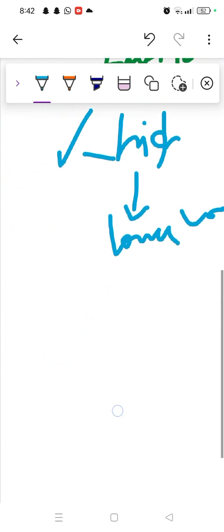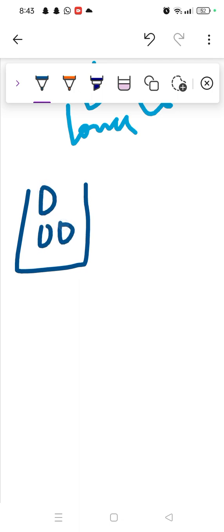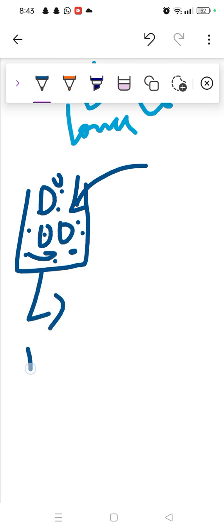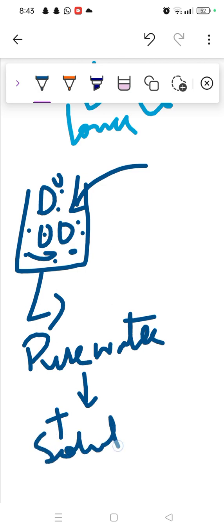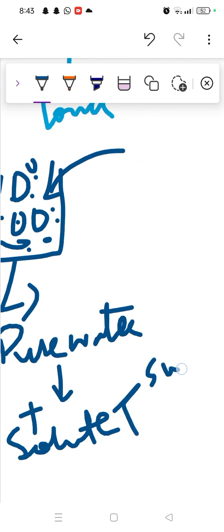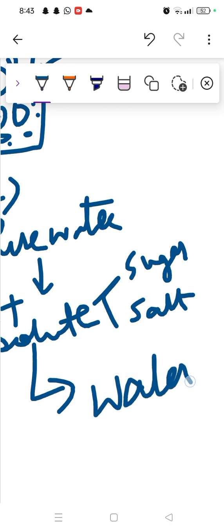So if you take an example to go in a little detail, if this is a container and here we have water molecules, and we add a few other solutes, something like salt or sugar. So this was pure water before, but then we are adding solute, which could be either sugar or salt, could be anything. Pure water plus solute, then they will form what? The water potential would decrease.